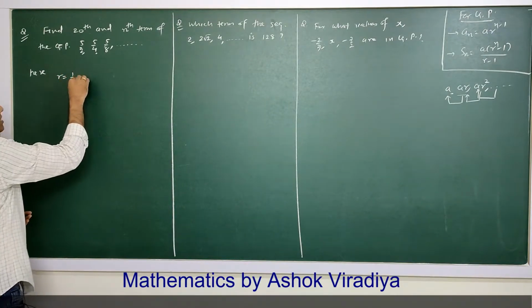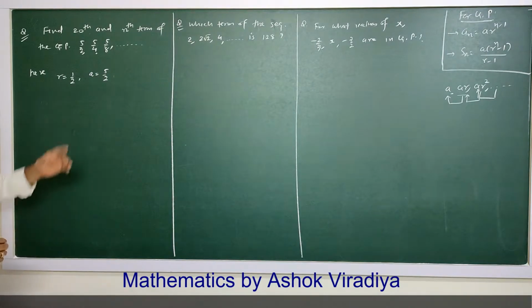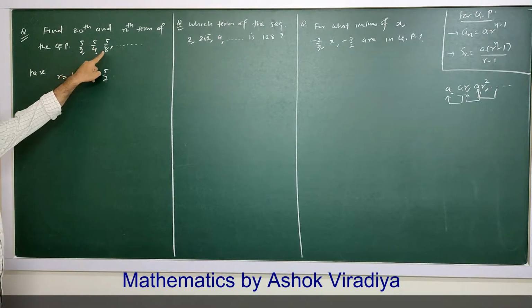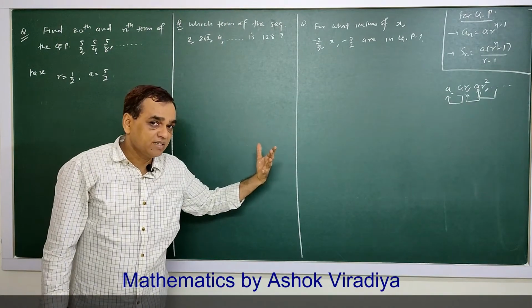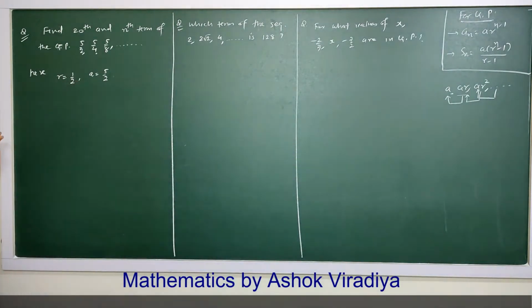First term A is 5 by 2. 5 by 2 is multiplied by 1 by 2, so next is 5 by 4. 5 by 4 is multiplied by 1 by 2, so next is 5 by 8. So by observation also you can see that each number is multiplied by 1 by 2, so the ratio is 1 by 2.